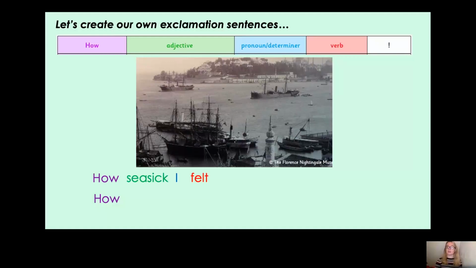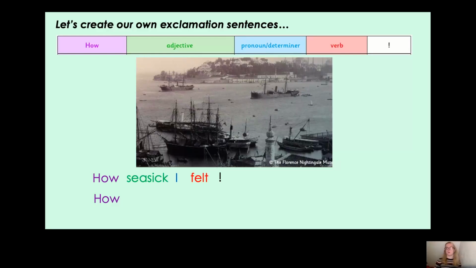Now, what am I missing? Yes, I'm missing my exclamation mark right at the end. So let's just check I've got every part of my exclamation sentence. Well, I've got the how, I've got the adjective seasick, I've got the pronoun I, I've got the verb felt, and I've got my exclamation mark at the end. Fantastic.